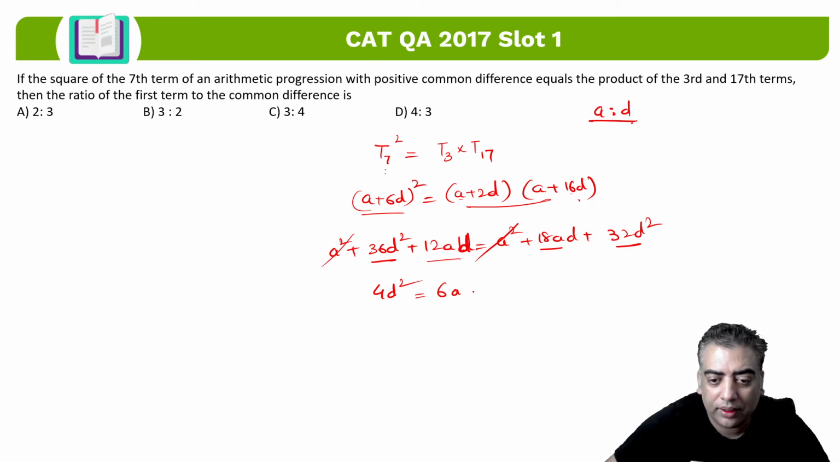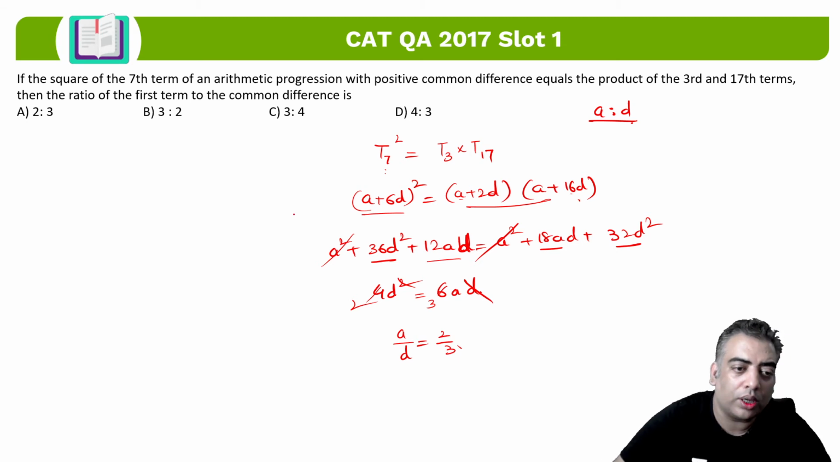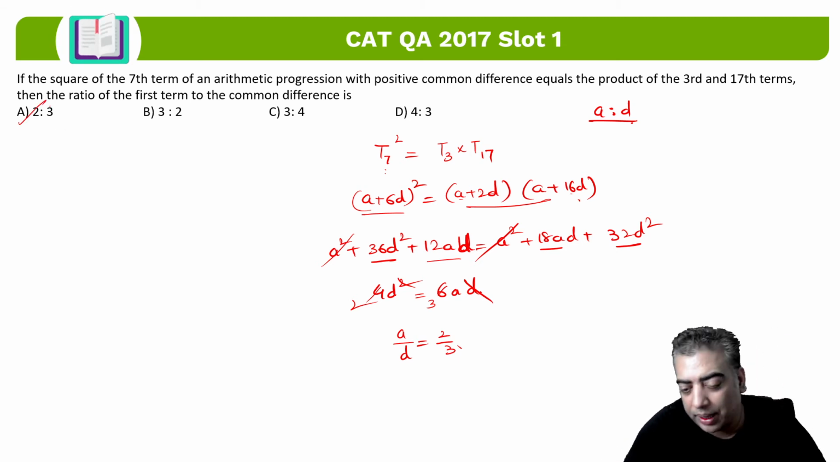It's d, not b. And d gets cancelled out, and 2 2s are 4, 2 3s are 6 get cancelled out, which gives me a upon d as 2 by 3. So the correct answer option comes out to be a by 2.